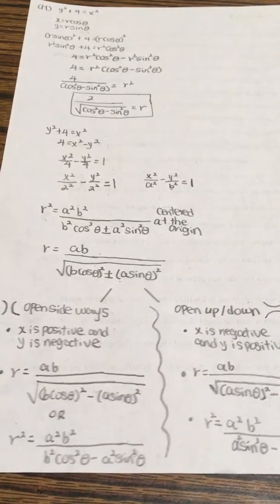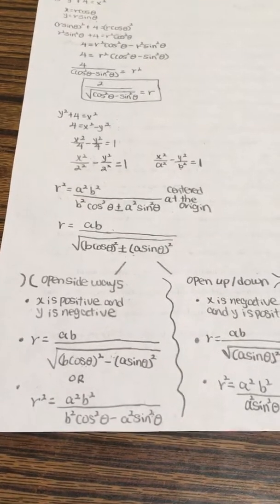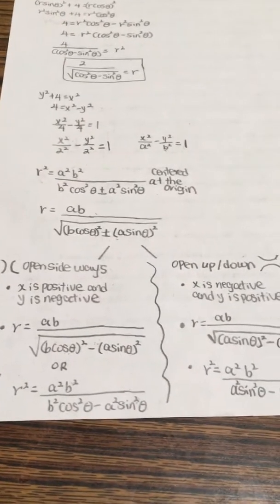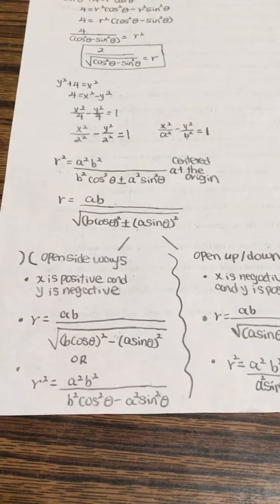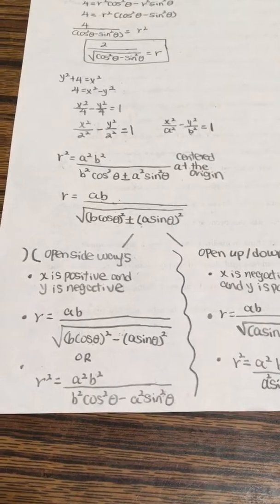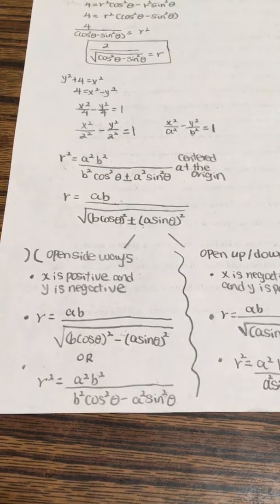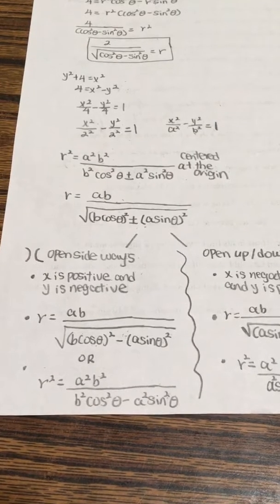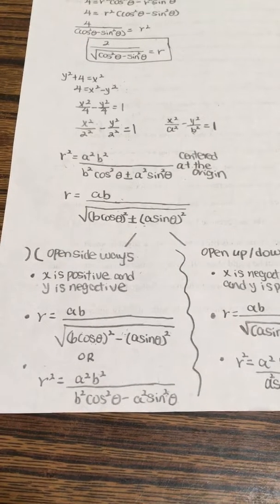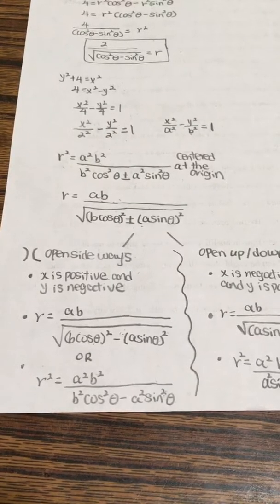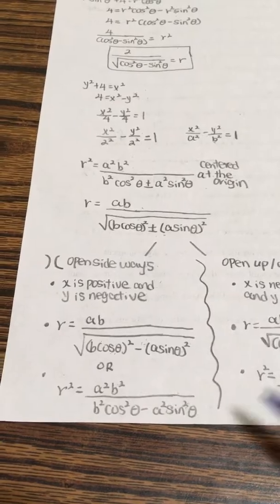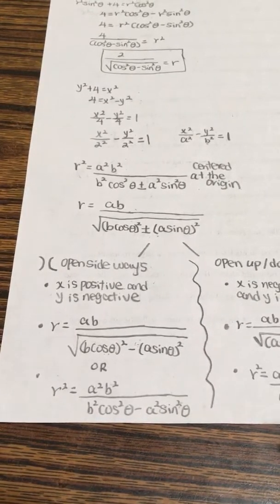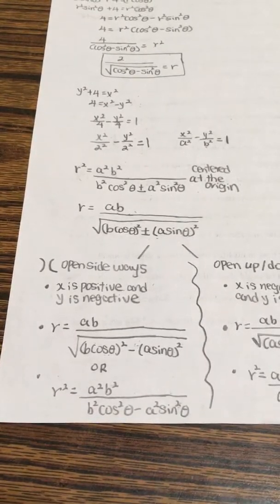So if you want the hyperbola to open sideways, in rectangular form, it would mean that x is positive and y is negative. And in polar form, it would mean that in the denominator, you would have b cosine theta squared minus a sine theta squared. Or you can square each side to get rid of the radical sign.